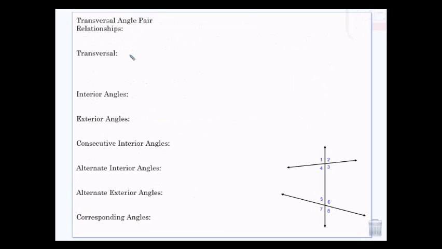A transversal is a line that intersects two other lines. Okay, so this is my transversal, because it's intersecting the other two lines.